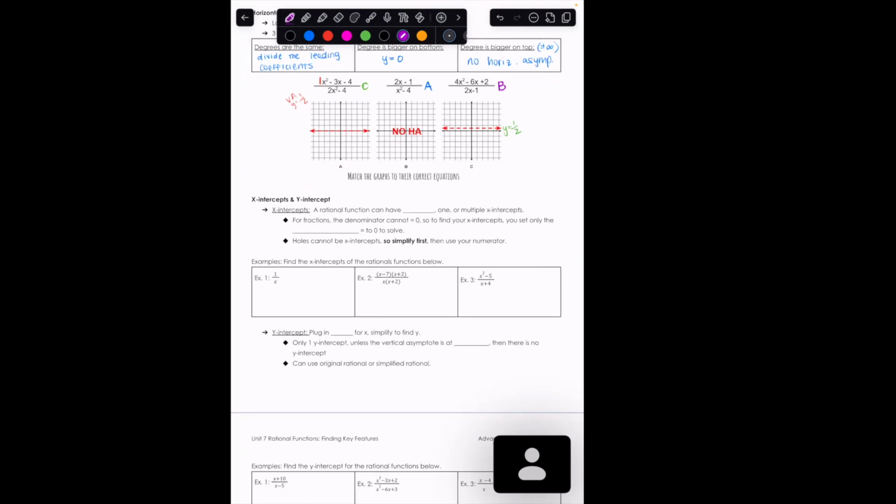All right, so x-intercepts we talked about a little bit, but now we're going to talk about them in the nature of rational functions. A rational function can have 0, 1, or multiple x-intercepts. For fractions, the denominator cannot equal 0. So to find your x-intercept, you set only the numerator equal to 0. Wholes cannot be x-intercepts, so we have to simplify first, and then we only use the numerator.